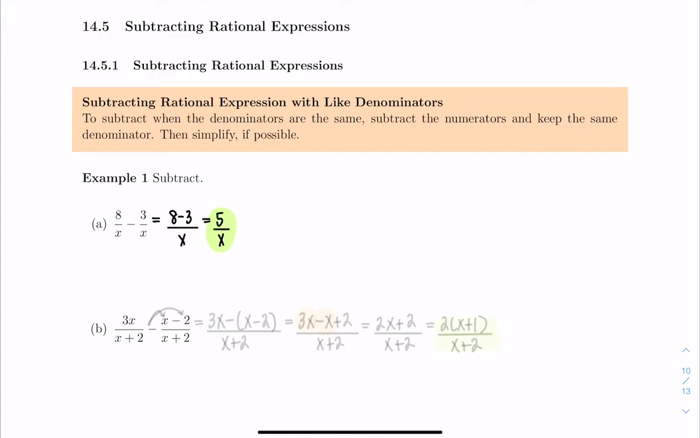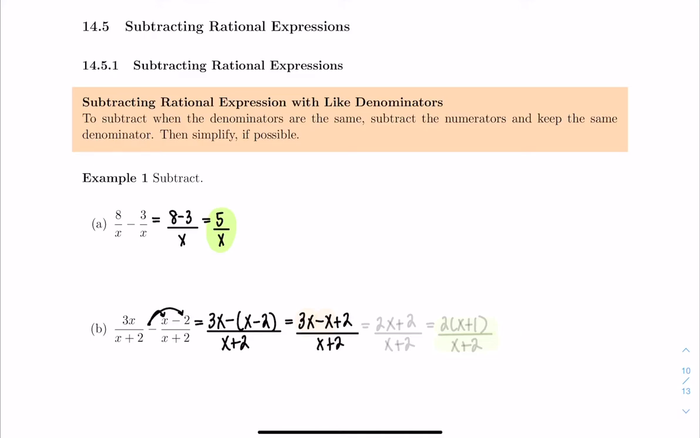Same idea goes for the second one. The only thing you need to be careful of is that you distribute this negative to both of the pieces in the second numerator. So the first one is going to be the same, but you're subtracting the entire numerator of the second fraction. This is still over the same denominator, x plus 2. And so we need to make sure we distribute, and we'll get negative x plus 2 all over x plus 2.